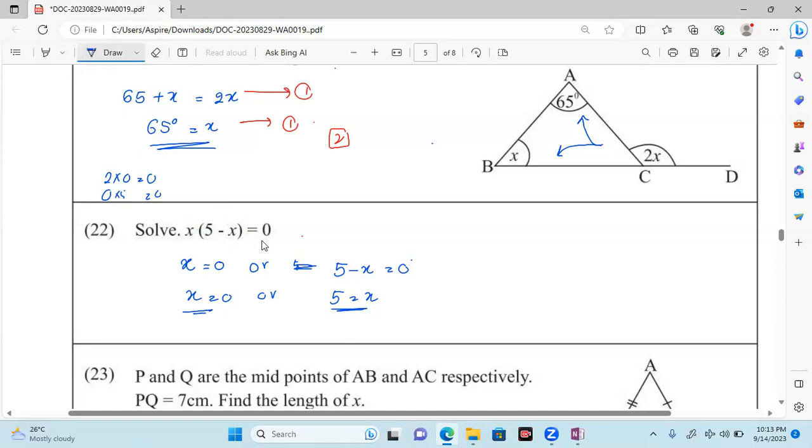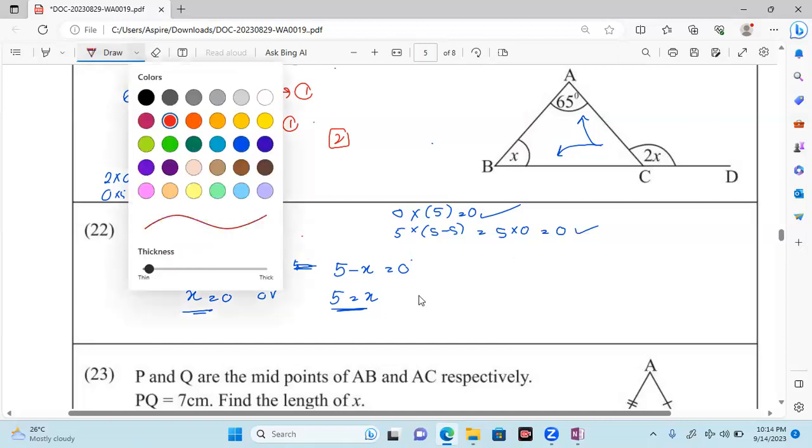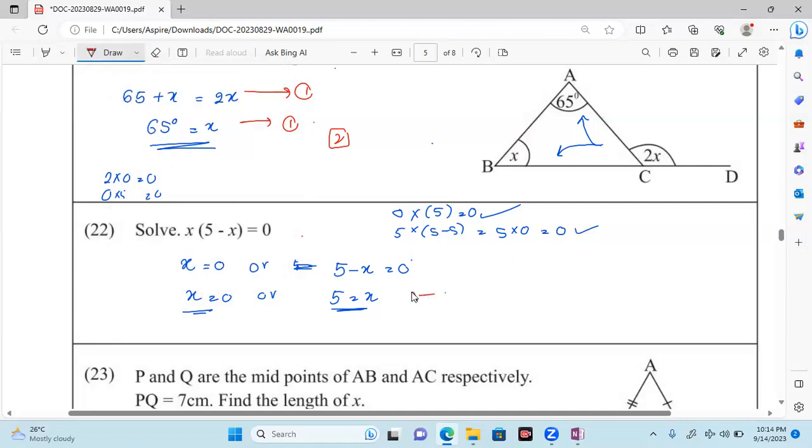0 into 0, that means 0 times 5 minus x, which is 5. 0 into 5 equals 0. Yes, it becomes 0. That means it's correct. Then if we substitute x by 5, we get 5 into 5 minus 5, which is 5 into 0, and that becomes 0. That means when x equals 0 or x equals 5, we obtain this product equal to 0.